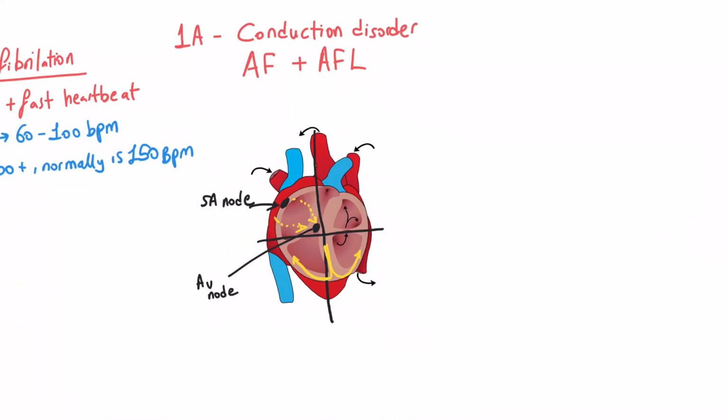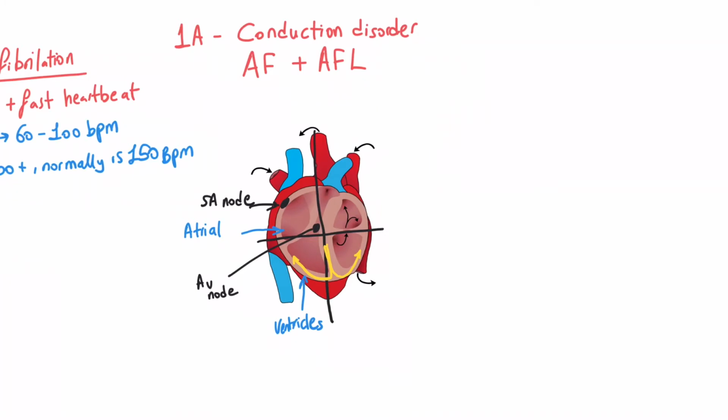Let me choose another color for this. Shall we say blue? Yeah, the blue color. So these are the atria, both of them. And we have obviously the ventricles. If we delete these yellow lines and get them out of the way, we go back to our initial one.